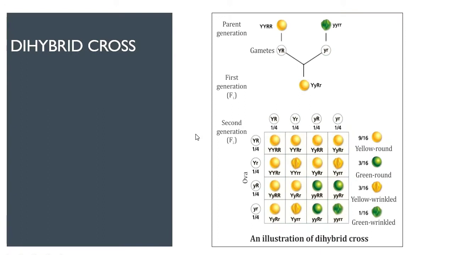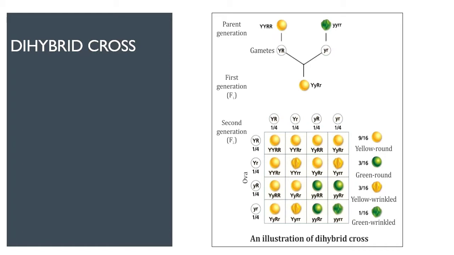Before starting the law of independent assortment, we shall discuss the dihybrid cross. In the previous class, we discussed the monohybrid cross. Repeating what I said, a monohybrid cross is a cross performed taking only one character into consideration, for example, seed shape. The dominant and recessive seed shapes are crossed with each other. This is known as a monohybrid cross.